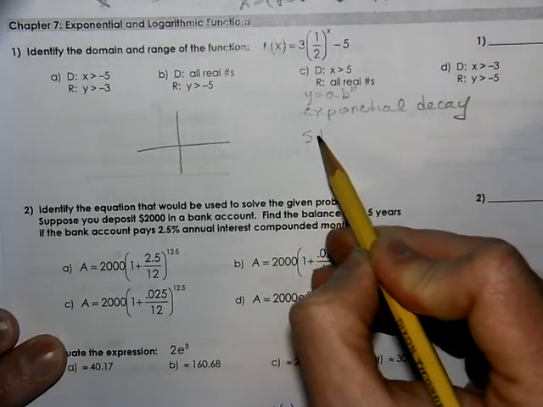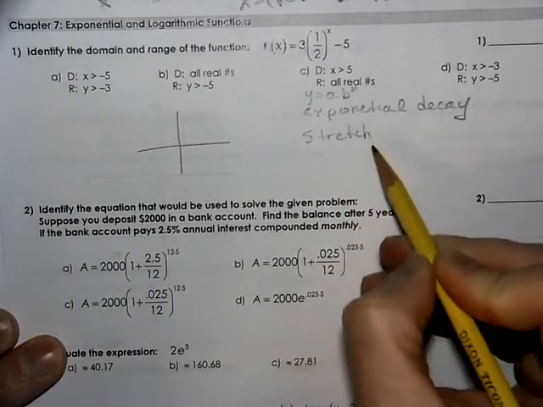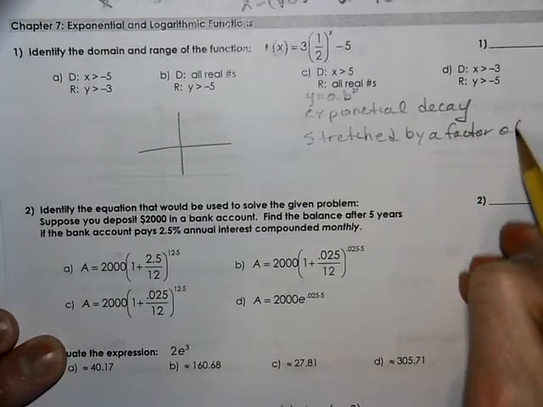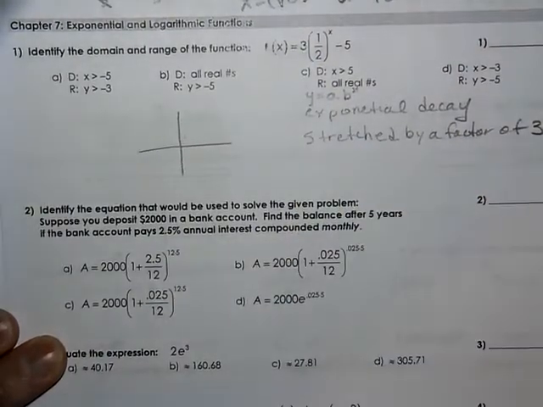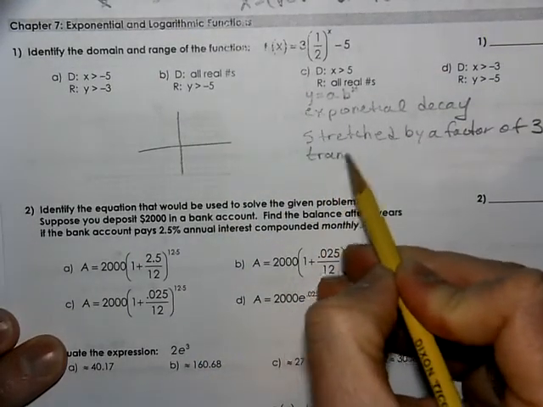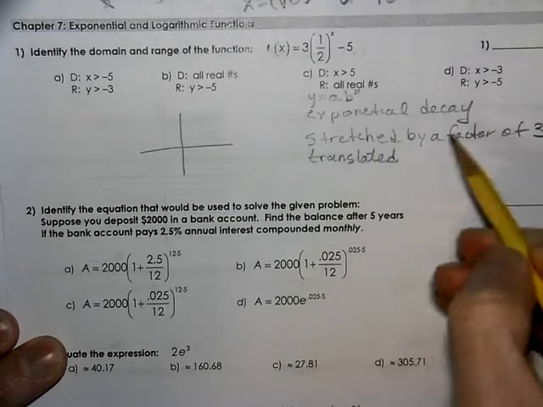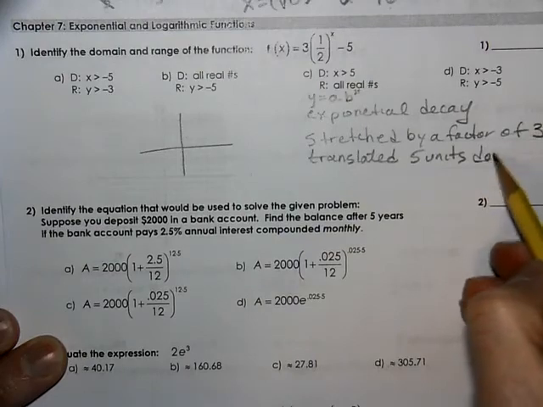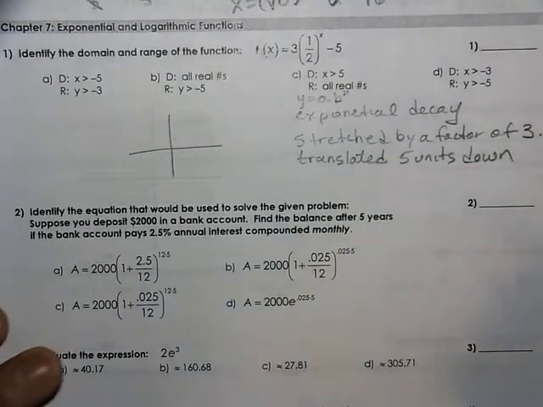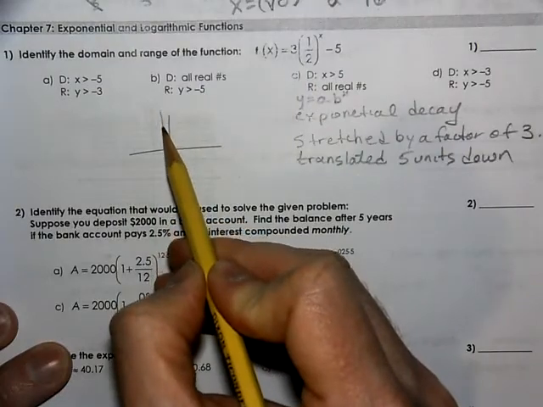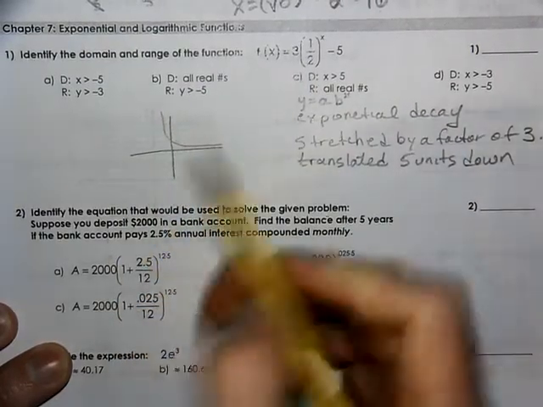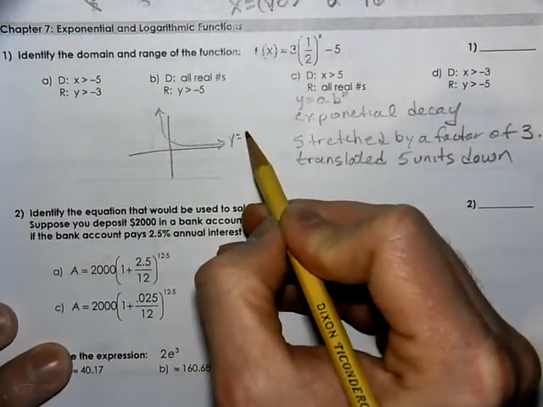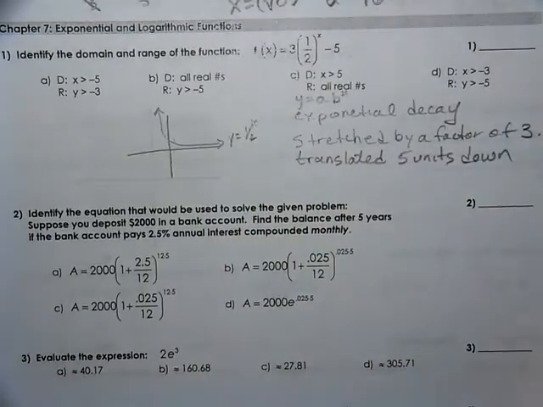This is a stretch. It is stretched by a factor of 3, because that's the number that's in front, and it's translated 5 units down. So first off, it might look something like this. That would be y equals one half to the x.